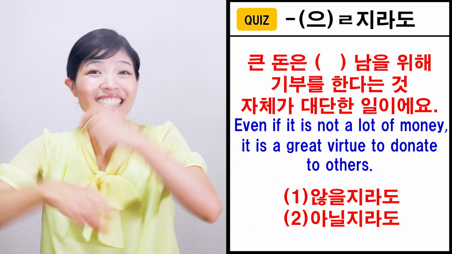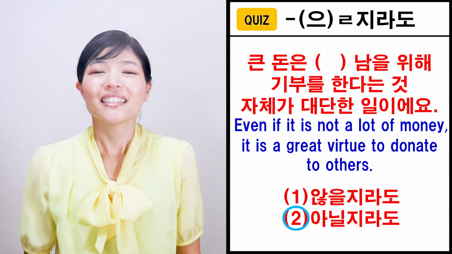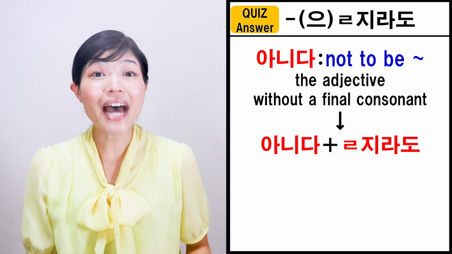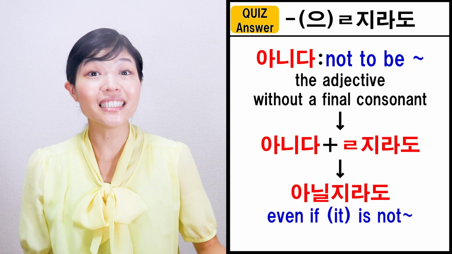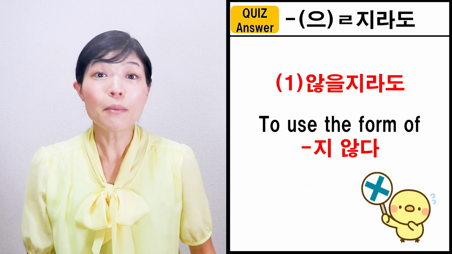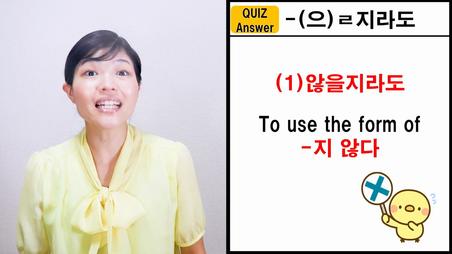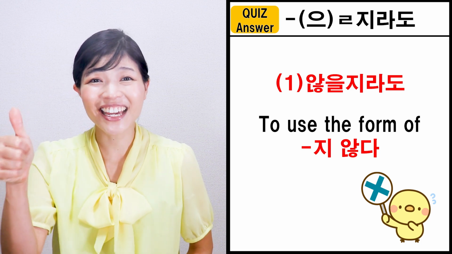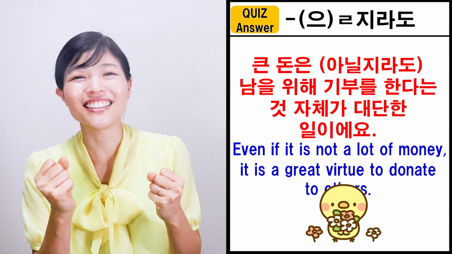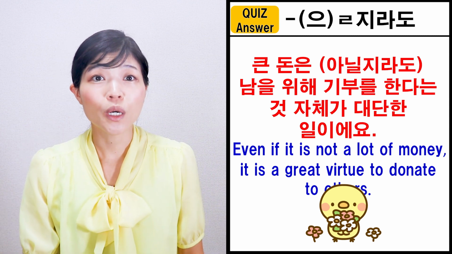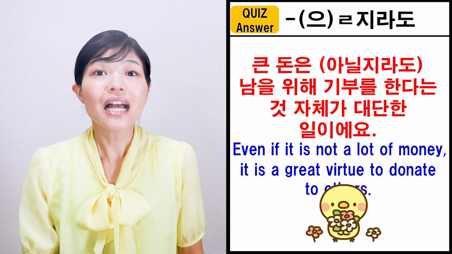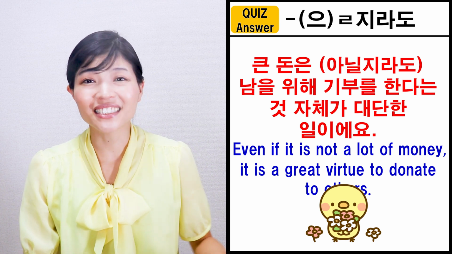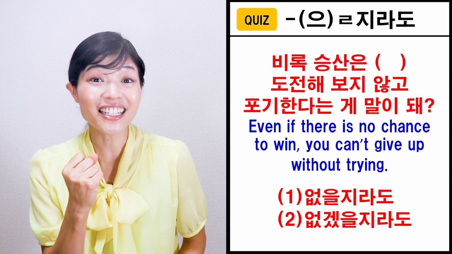The correct answer is number 2. Since the adjective 아니다, not to be, does not have a final consonant, you add 리을지라도 to make 아닐지라도, even if it is not. Number 1 is wrong because you don't use 않다 alone like this. You always have to use the form of 지 않다. Okay? Now, let's read the sentence together. 큰 돈은 아닐지라도 남을 위해 기부를 한다는 것 자체가 대단한 일이에요. Please practice until you can say this sentence naturally. Then let's take the next quiz.